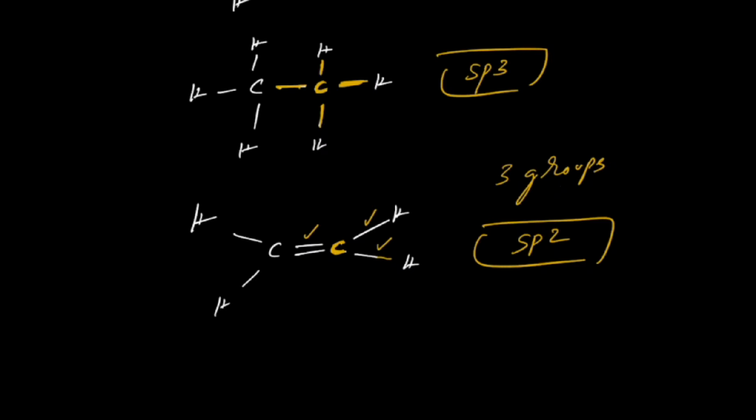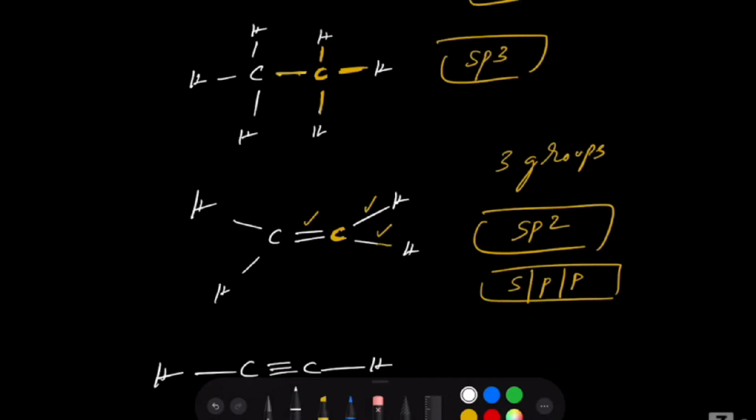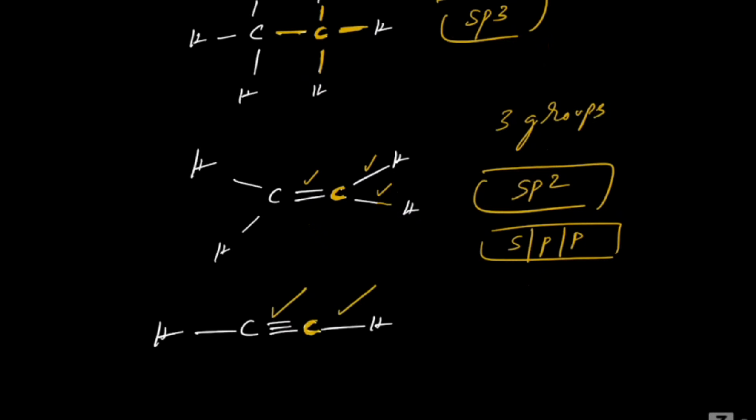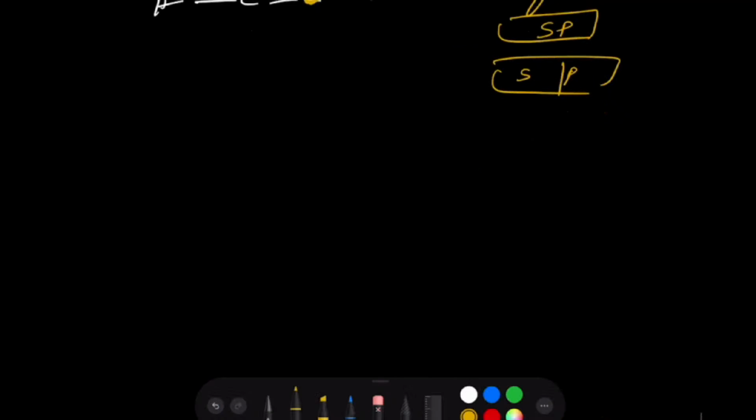Now let me go to the next molecule. Carbon triple bonded to carbon and then attached to hydrogen. Here, how many groups are attached? I am interested to find the hybridization of this carbon. There is no lone pair, so leave it. So there is 1 group and 2 groups. I don't count pi bonds. I count only sigma bonds. So there are 2 groups attached. So hybridization is sp. So S and P, 2 groups. Clear? Now let me go to some other molecules which have lone pairs.